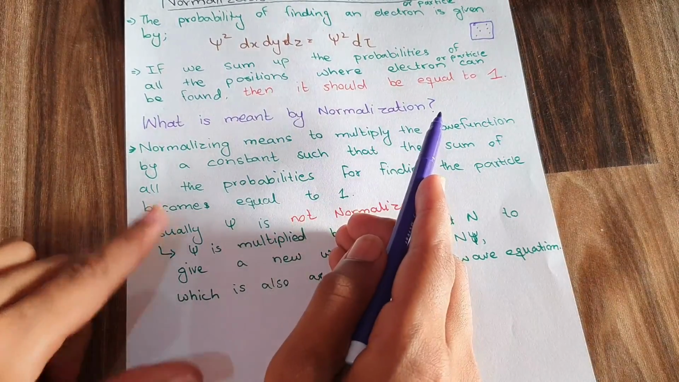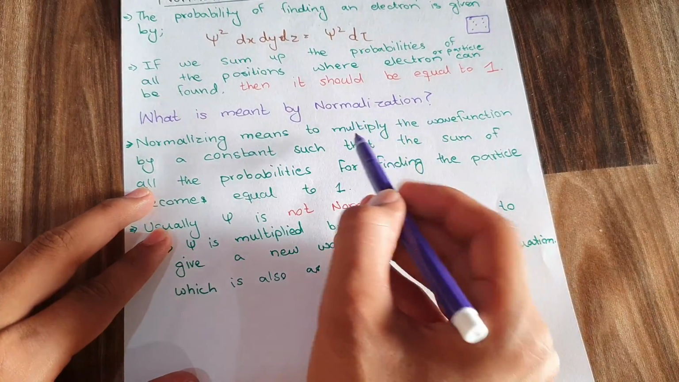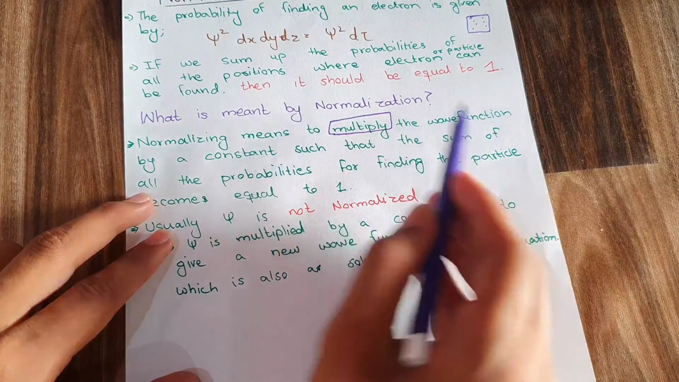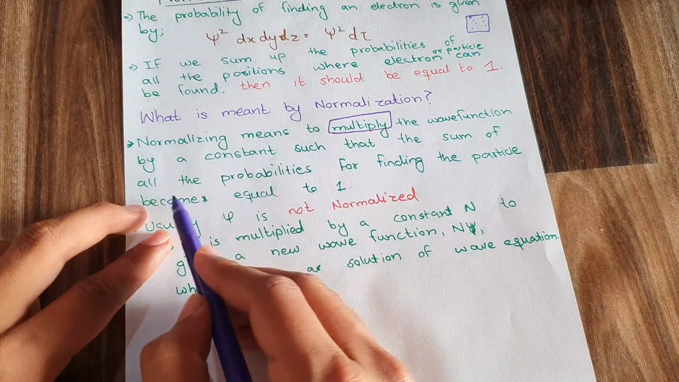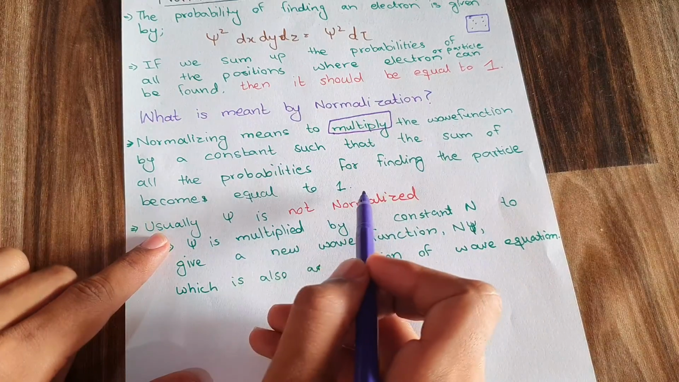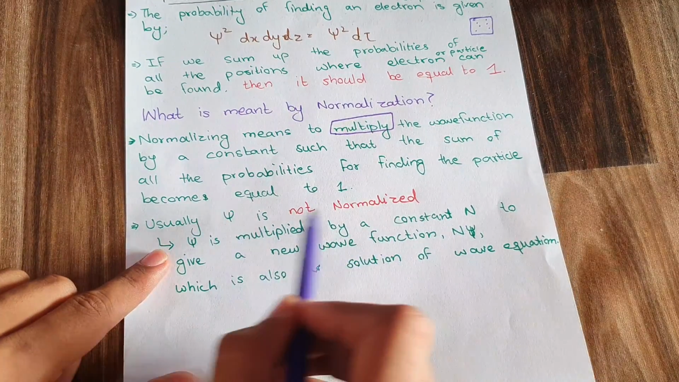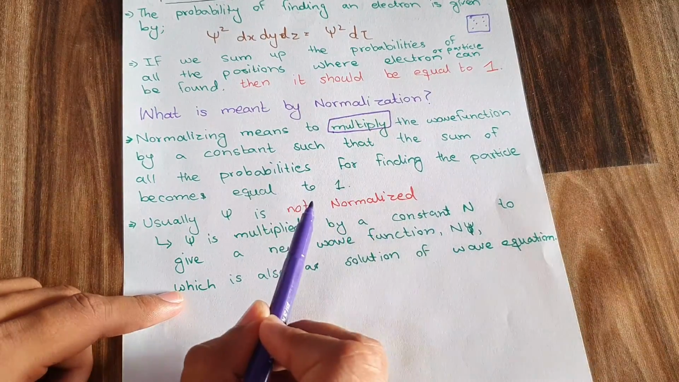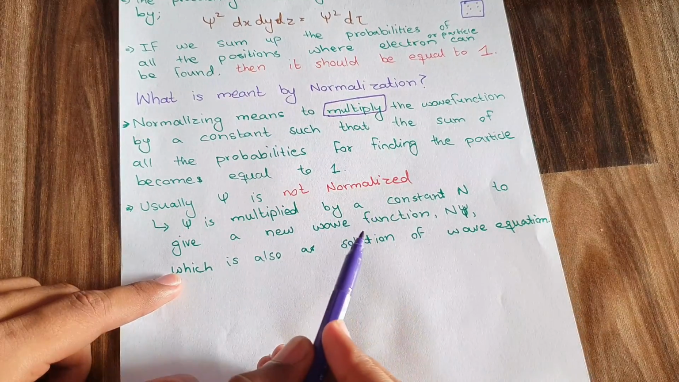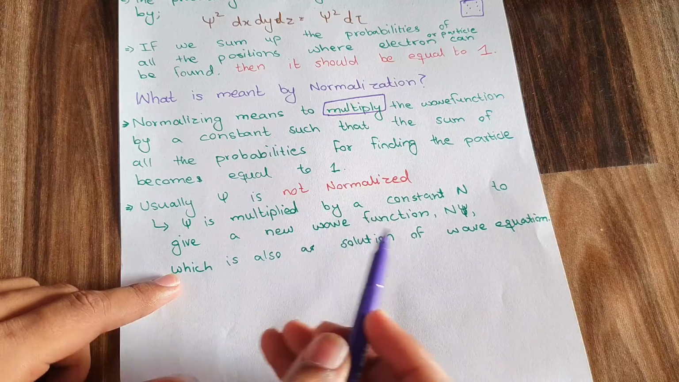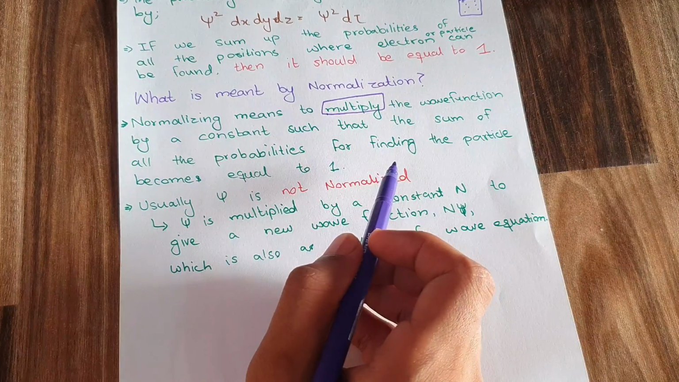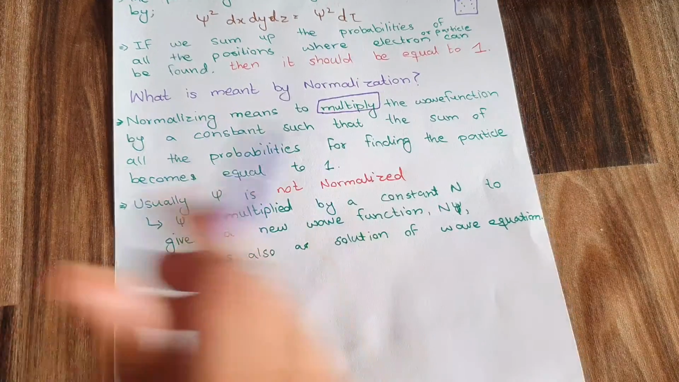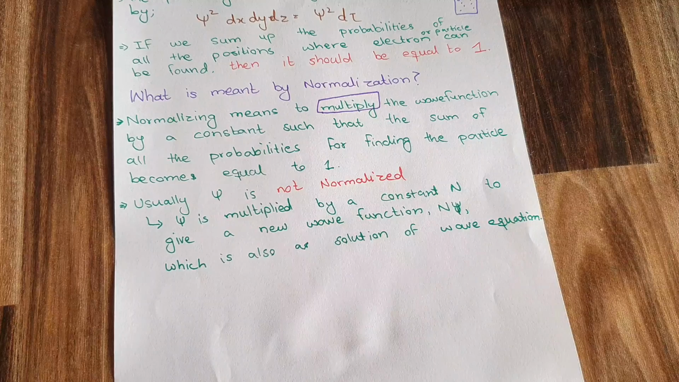So what is meant by normalization? Normalizing means just to multiply the wave function. We have to multiply the wave function psi by a constant such that the sum of all the probabilities of finding the particle becomes equal to 1. Normally the wave function is not normalized. To normalize, we have to multiply the wave function with a constant in such a way that the sum of all the probabilities becomes equal to 1.